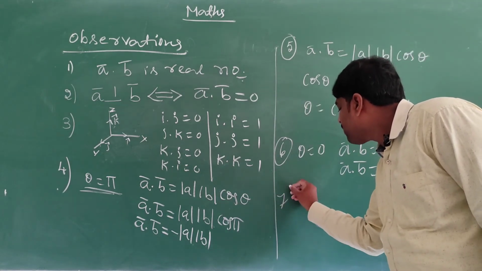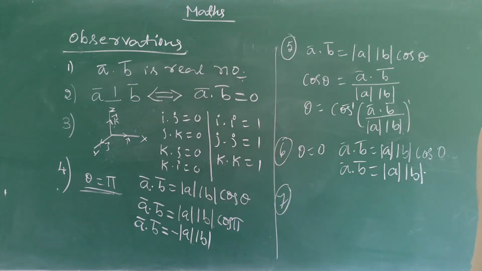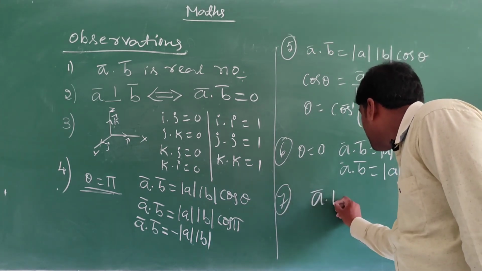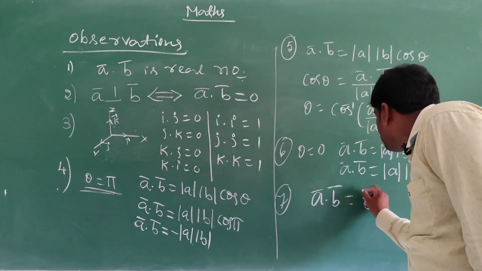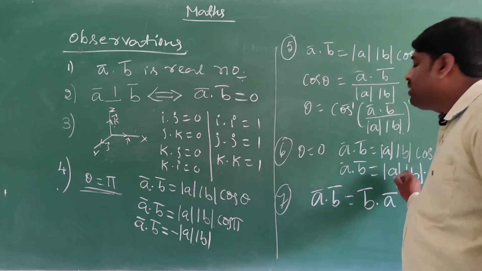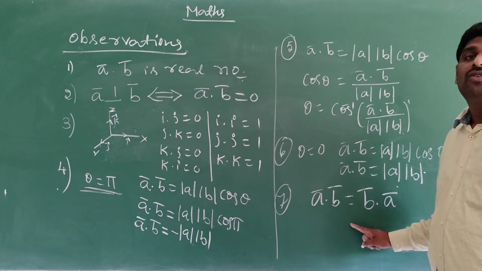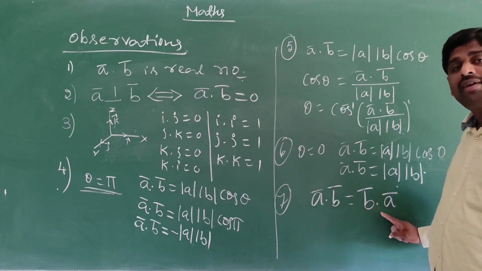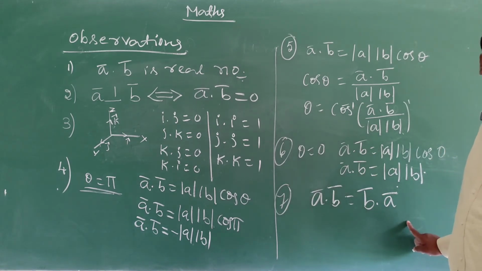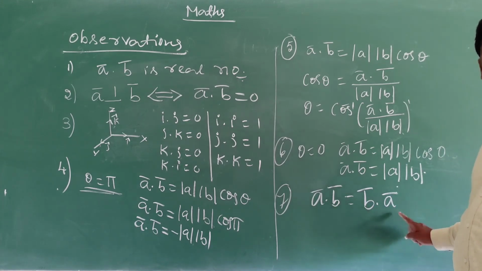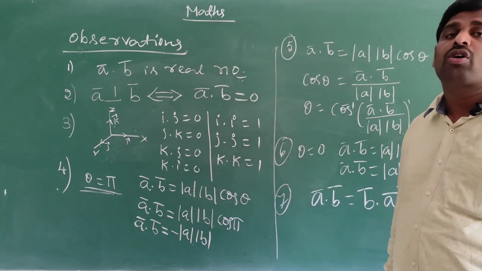Come to the next property, the seventh property. The seventh property is that the commutative law is satisfied. Therefore a bar dot b bar equals b bar dot a bar. When you take a bar dot b bar, similarly b bar dot a bar, the value of a bar dot b bar equals b bar dot a bar. So these are some observations of the dot product of vectors.